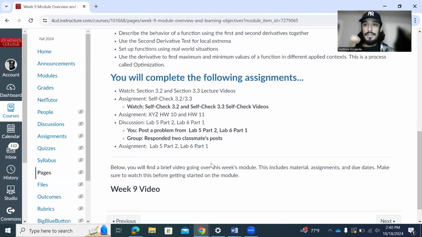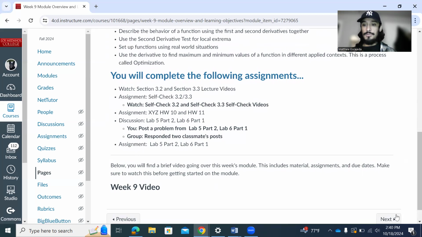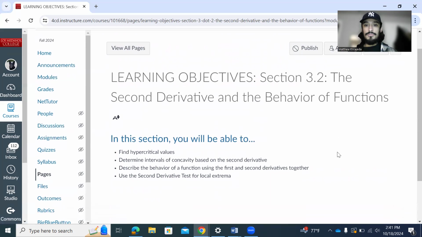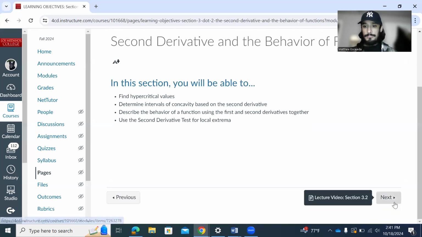Okay, so if you're watching this video, you know where to find it right here in the overview. Let's go ahead and run through the module again. So 3.2 is just using the second derivative and the behavior of a function. We're going to be using the second derivative to see how a function behaves, right? And it's really related to 3.1 with a number line and things like that, checking out points. So it's related in that way.